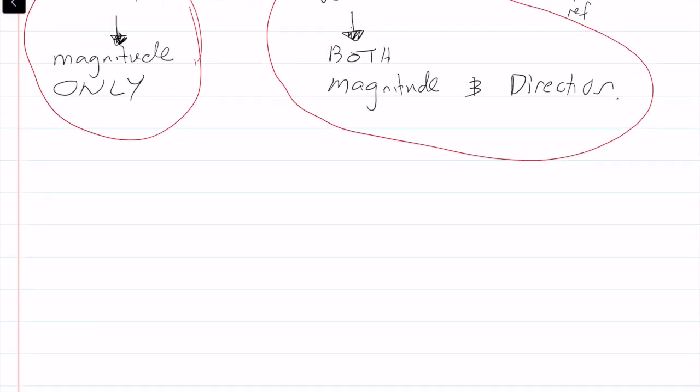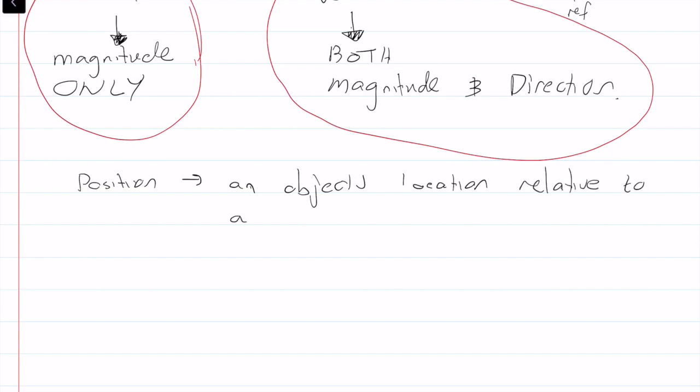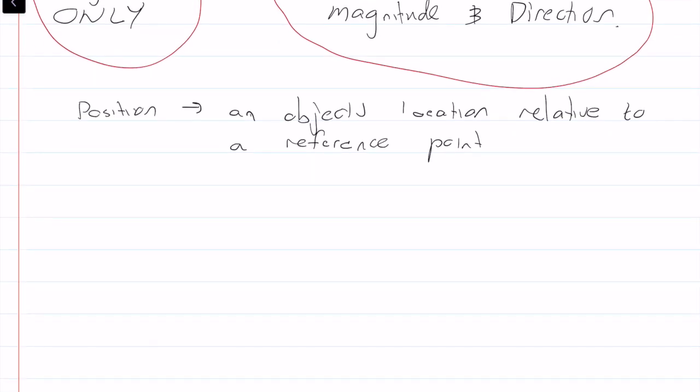Position. What is a position? Position is an object's location relative to a reference point. What does that mean? Let's say we have a racetrack.